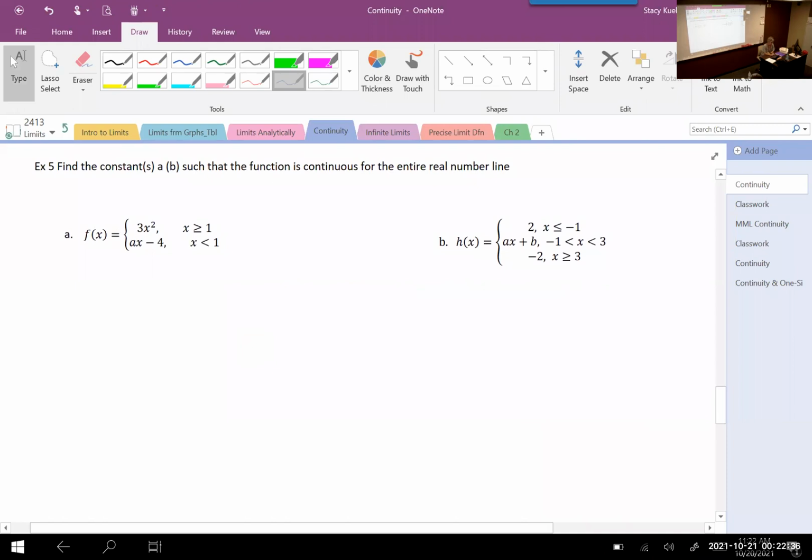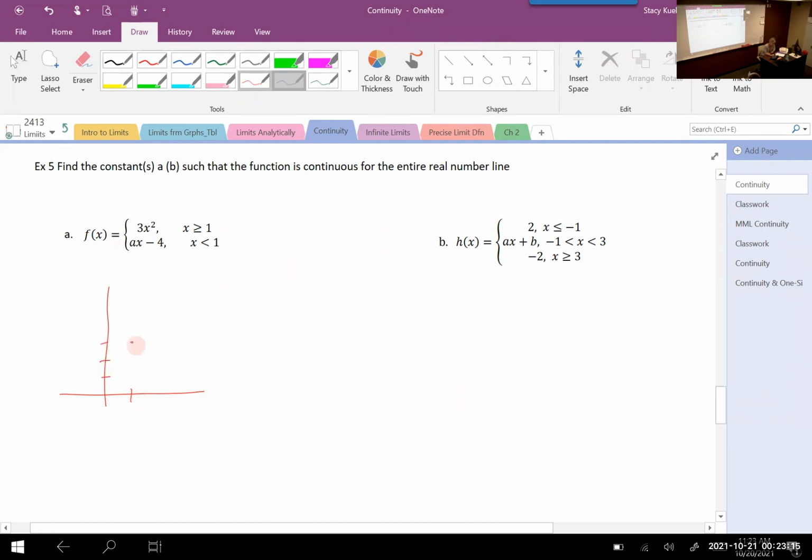Find the constants a and b such that the function is continuous for the entire real line. All right, and what we have is our first function in this piecewise function, which is defined as a quadratic. And then I have a second function, which is going to be linear in nature, right? And let's see if we can sketch what this thing looks like. I know that I've got values at 1 and at 3.